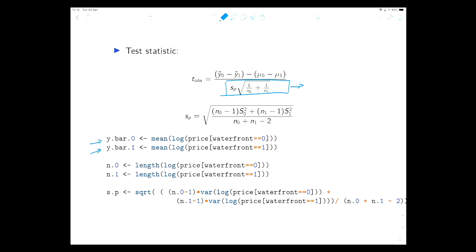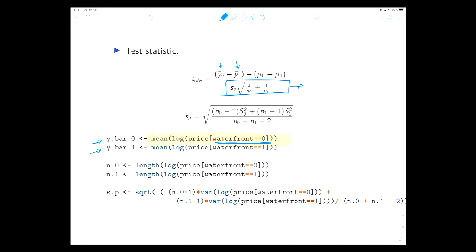We can evaluate the various required values for this test statistic, so y bar 0 and y bar 1 and so on, using R. So y bar 0, which is the sample mean of all the prices, or essentially log prices, where waterfront is equal to 0, can be calculated using this function. Essentially calculating the mean of the log of the price, but with the condition that you only look at those price values where waterfront is equal to 0.